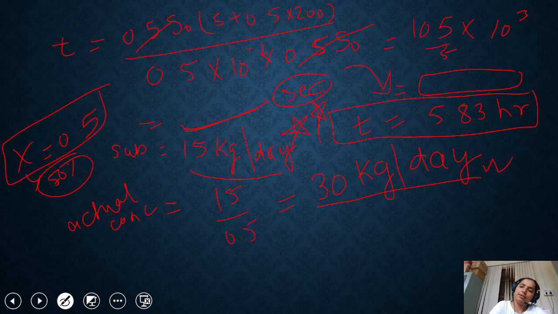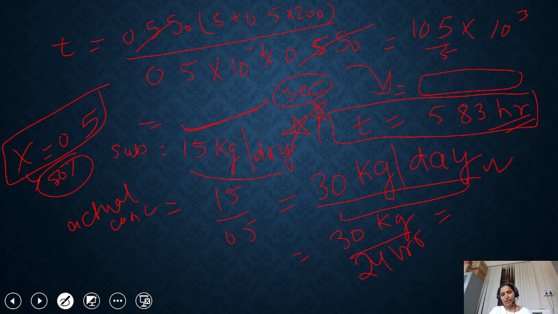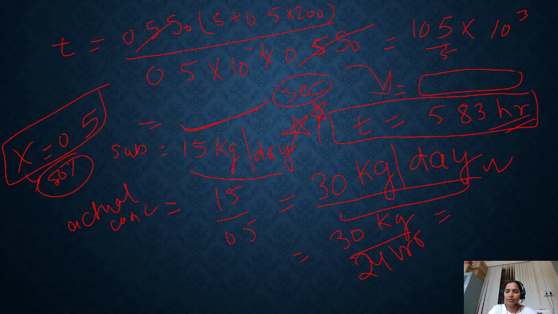But initially we have calculated the time in hour, so we also require this value in hours. So we know it will become 24. So anyone please let me know how it will come, what is the value of this. Okay, this will become actually 1.24 or 1.25. So this is the actual concentration that is required per hour.